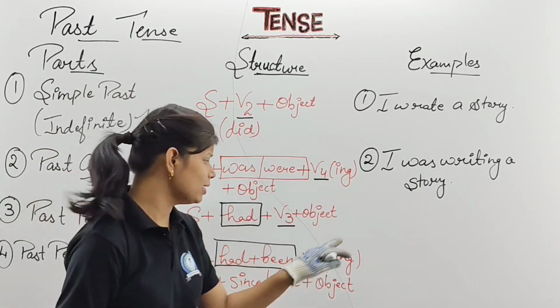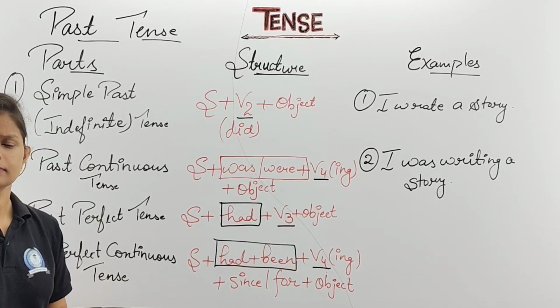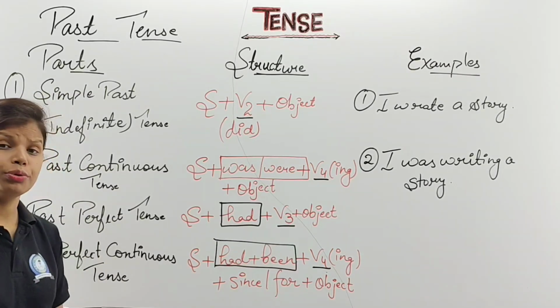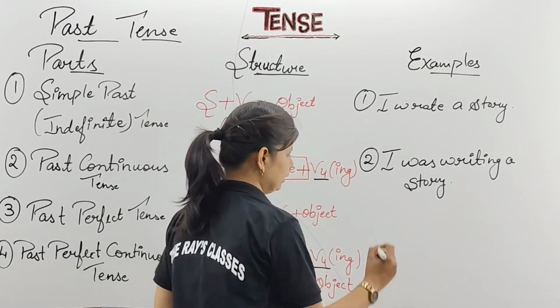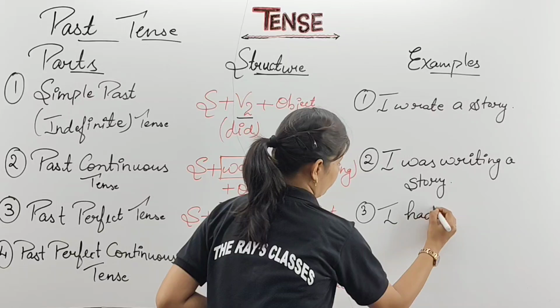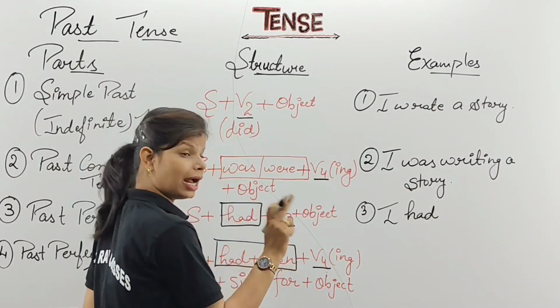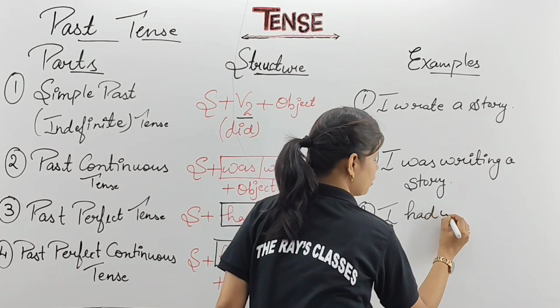Now, what you are going to write for the third one? When you have to use had, there is no option to use has or have. You simply write along with I, we are using what? Had. That will be I had. You have to use third form. Write, wrote, written. What is the third form? Written. I had written.